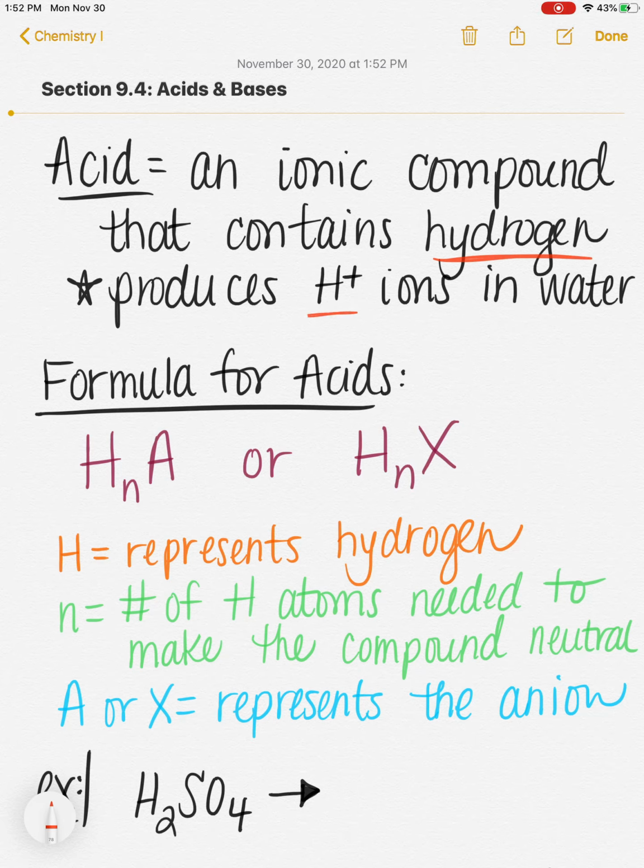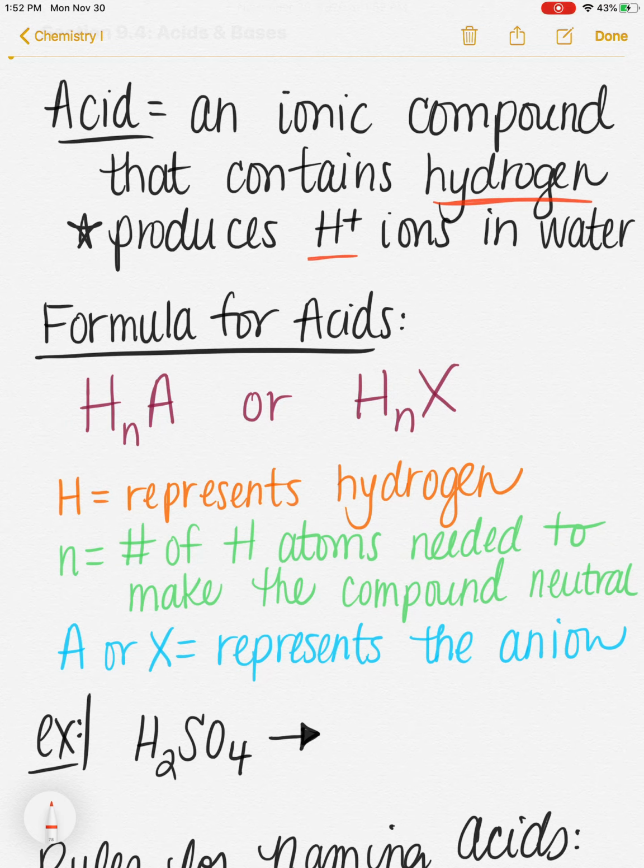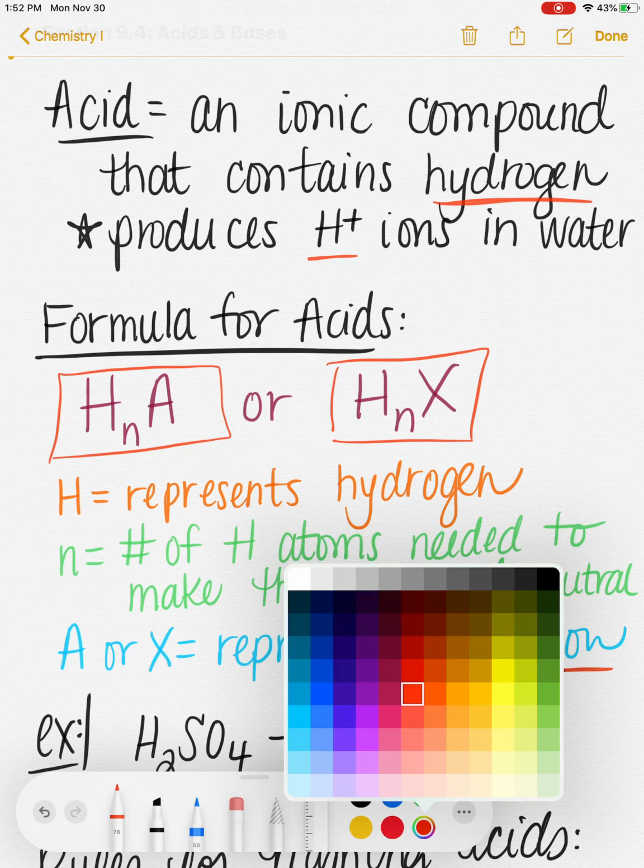So the general formula for an acid can be represented as HnA or HnX. Your textbook uses the HnX version, sorry, but I use the HnA because that's how I learned it from another textbook. But the similarities here are that the H represents the hydrogen. The subscript of n tells you the number of hydrogen atoms needed to make the compound neutral. And the A or the X represents the anion. Remember, anions are negative ions.